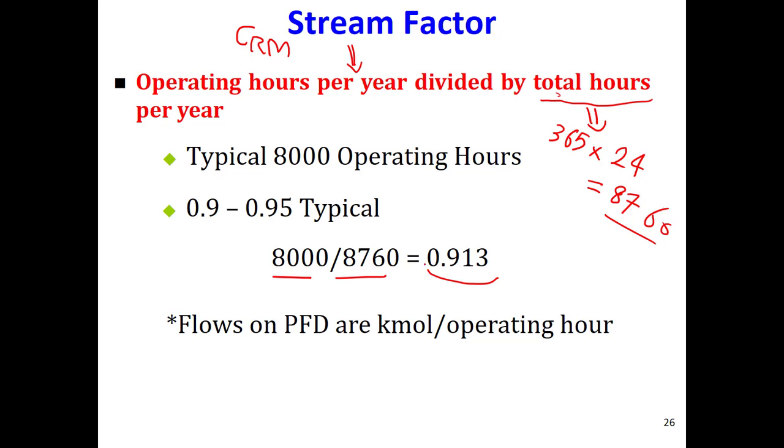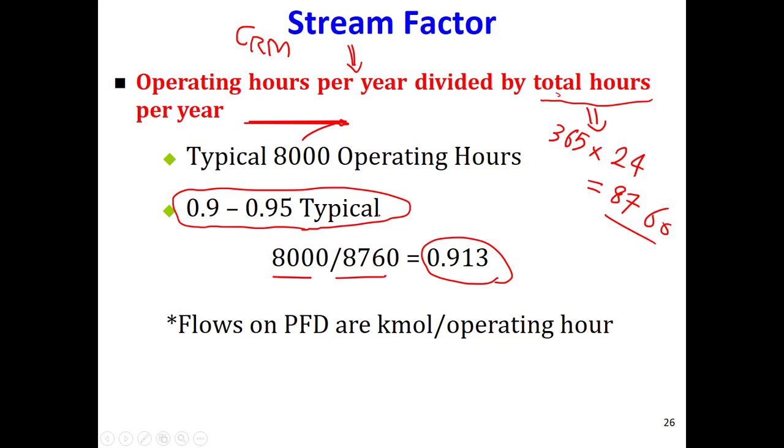Okay, so that gives you about 0.90. So a stream factor is typically between 0.9 and 0.95. A typical value, 0.92, is more commonly used. So this is my planned operating hours in the year.